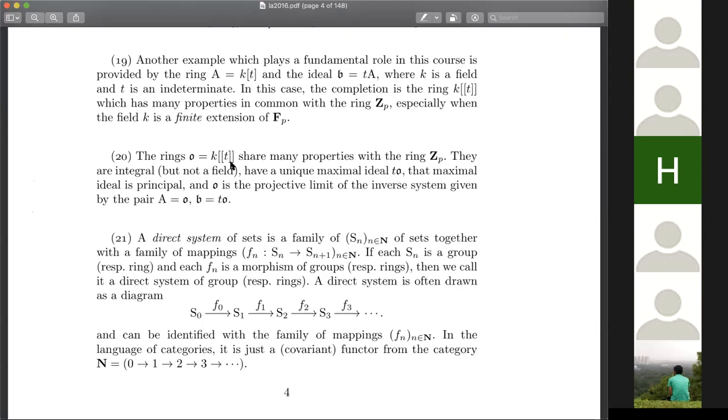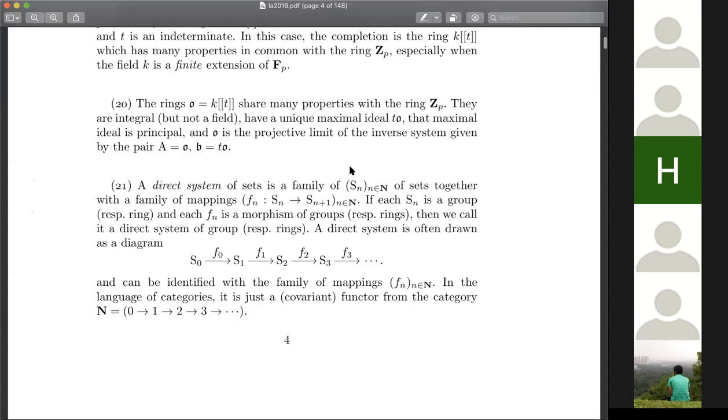So when you take the inverse limit, what you get are polynomials of not just arbitrarily high degree, but you get infinite formal power series. Okay.